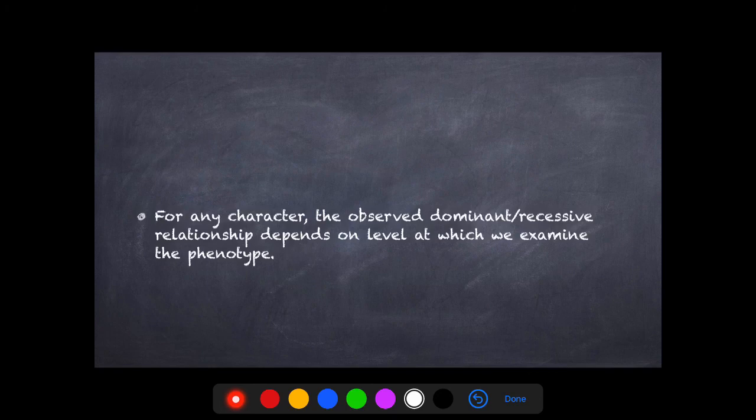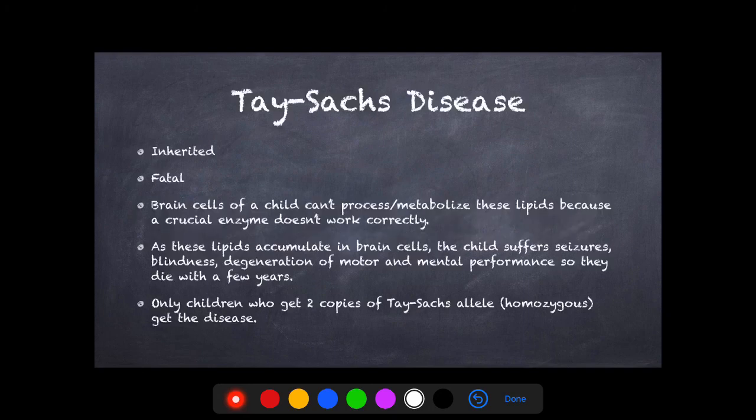Okay, for any character, the observed dominant or recessive relationship is going to depend on the level at which we examine the phenotype. So there are, in some cases, different levels, and depending on which level you look at, a different type of phenotype could be shown. For example, you might have heard of something called Tay-Sachs disease, all right? Tay-Sachs disease is basically a disease that is inherited.